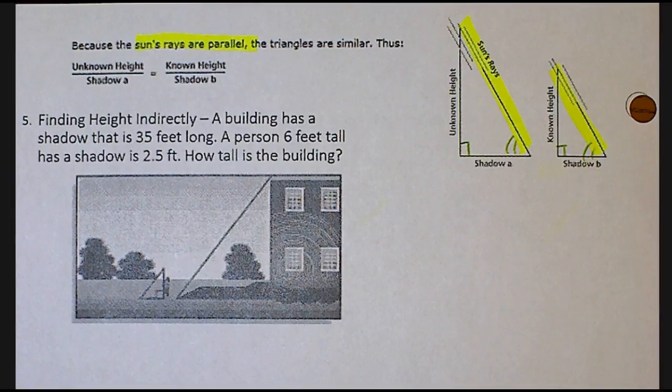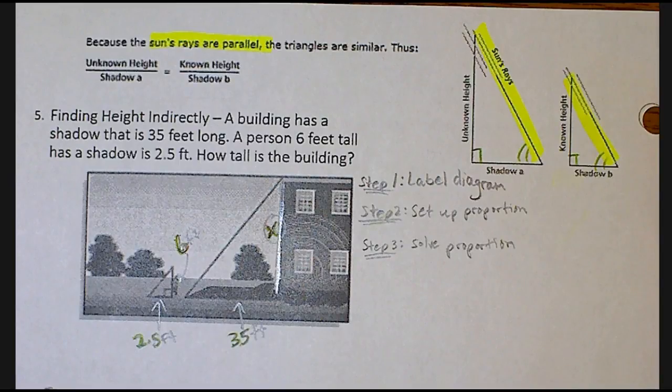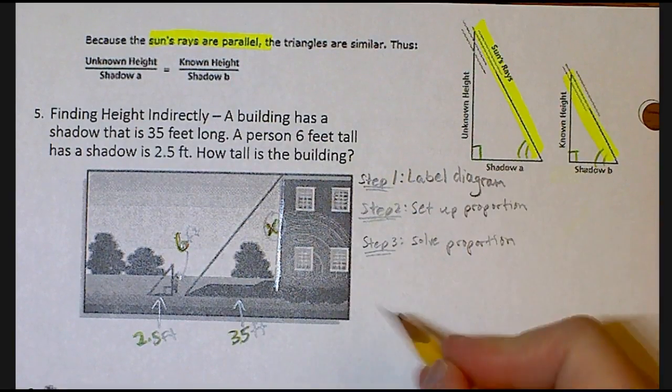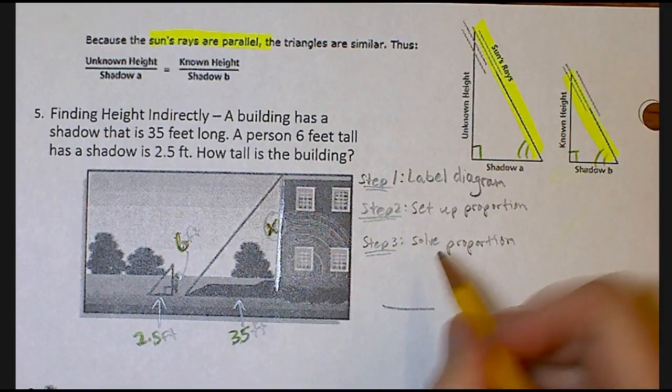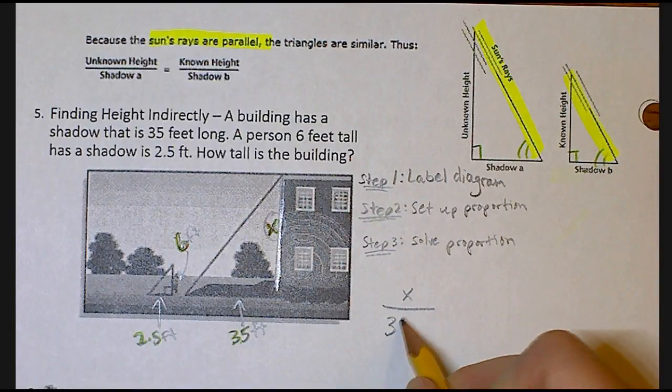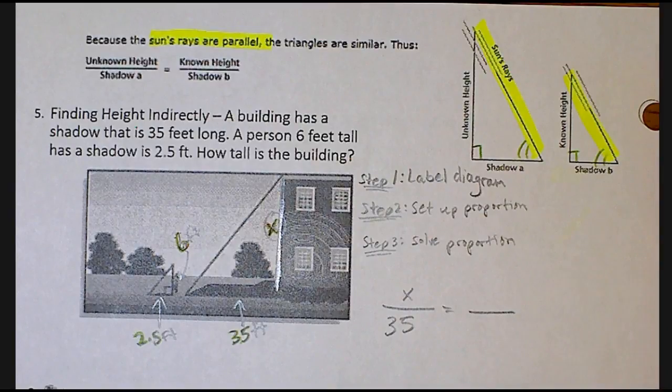Okay? So if you would like to put some step-by-steps on your notes here, they'll pop up in a minute. Okay, so here's your 3 main steps. Step 1, I've already done. I've taken all the information from my word problem and I've labeled it on my diagram. Step 2, you're going to set up a proportion. Feel free to use this as a guide if you would like. So the unknown height, that's x, and the shadow that goes with that height, in this case, is 35 feet. The known height, that's the height of the person, 6 feet, over the shadow of the person.